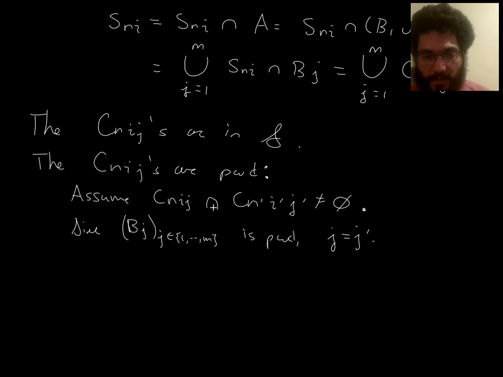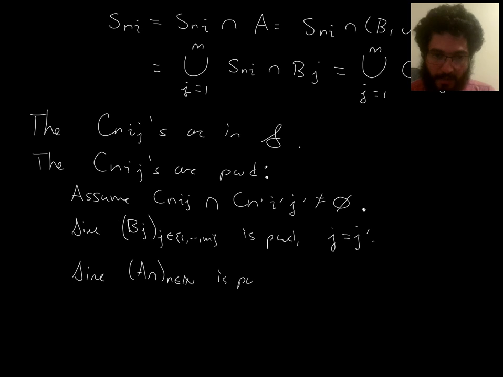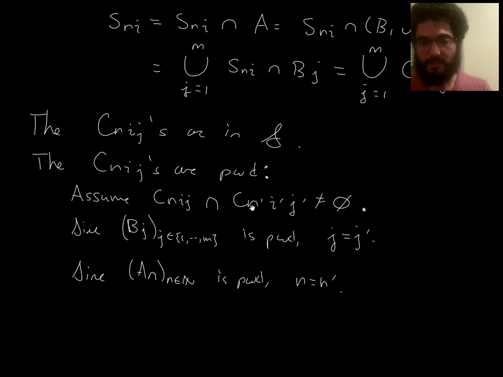Okay, now what about the n and i? So could n be different from n prime? I'm going to say that since this original sequence of things that we started with, the ANs, is pairwise disjoint, we must have n equals n prime. So think about it. We know that j and j prime are the same, right? Actually it doesn't even matter, these are independent questions. Suppose you had something in a Cn ij and that same thing in Cn prime i prime j prime.